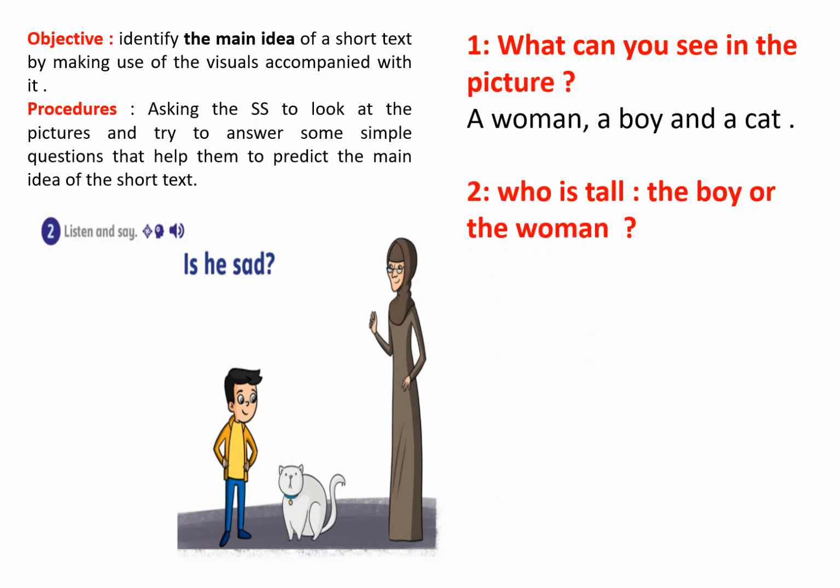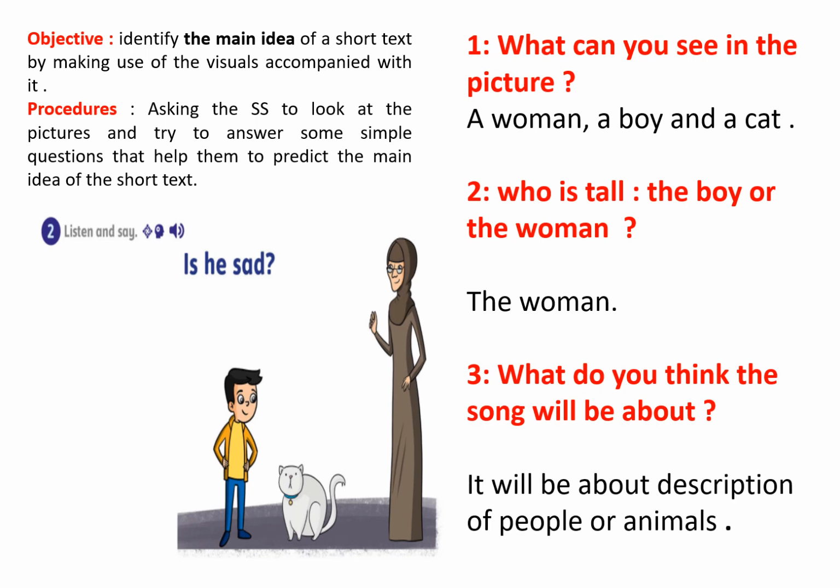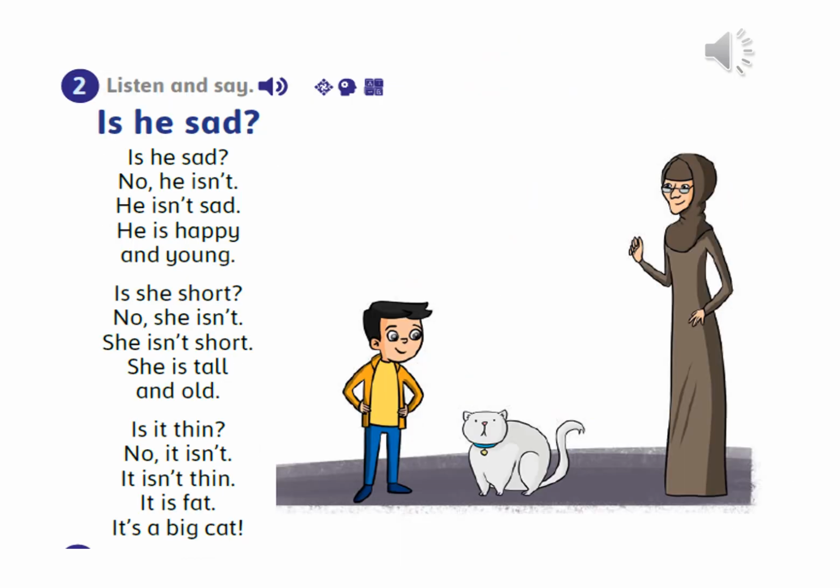Question number 2. Who is tall, the boy or the woman? Yes, the woman. Question number 3. What do you think the song will be about? Yes, it will be about description of people or animals. In this way, we can understand that we are going to read a short reading text about a boy, a woman, and a cat, using the words we have learned before.